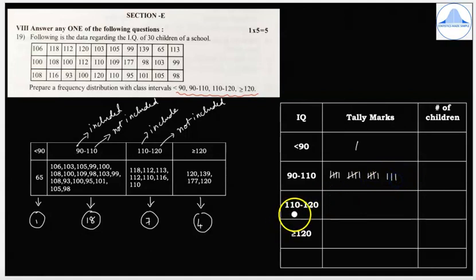Then for 110 to 120, there are 7 tally marks, and for greater than or equal to 120, there are 4 tally marks. So now one tally mark, you write 1. Here the total number of tally marks is 18. Then here you have 7 and the next one is 4. So capital N is equal to 30, and the number of children will be the frequencies F, and IQ will be the class intervals.